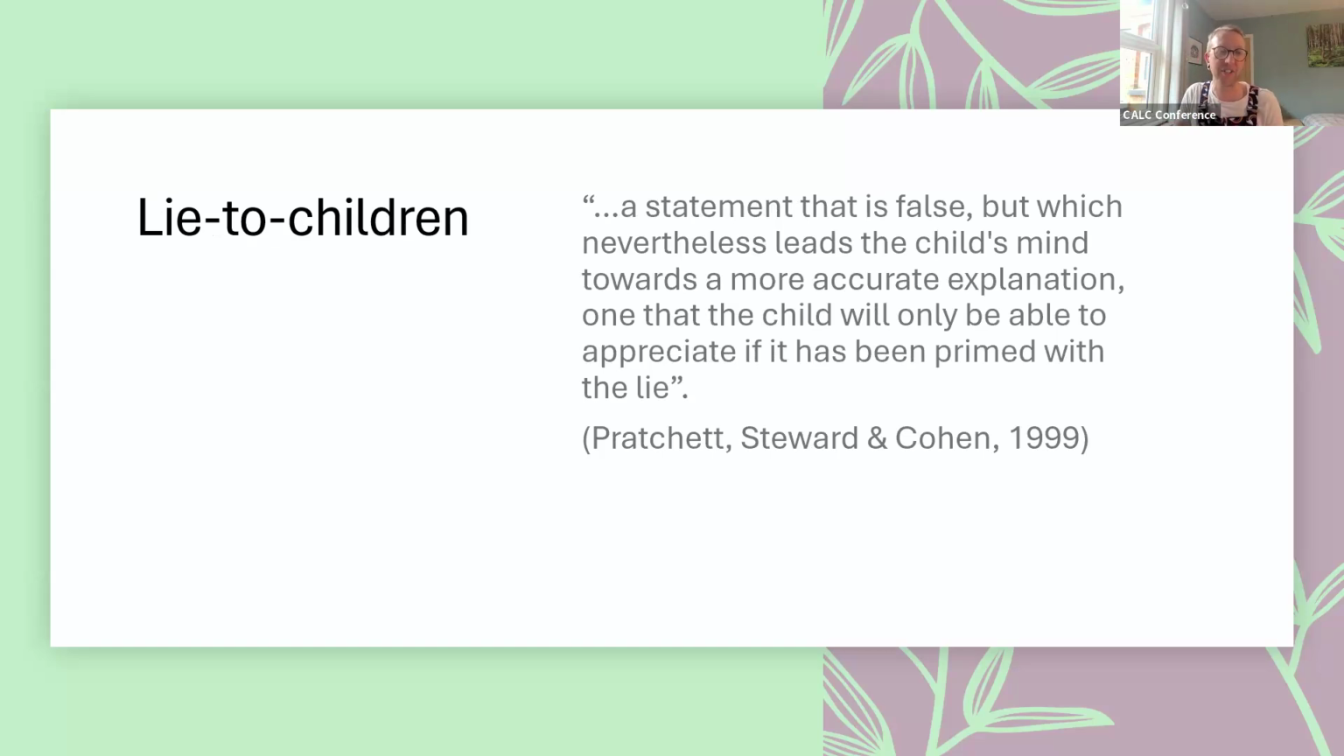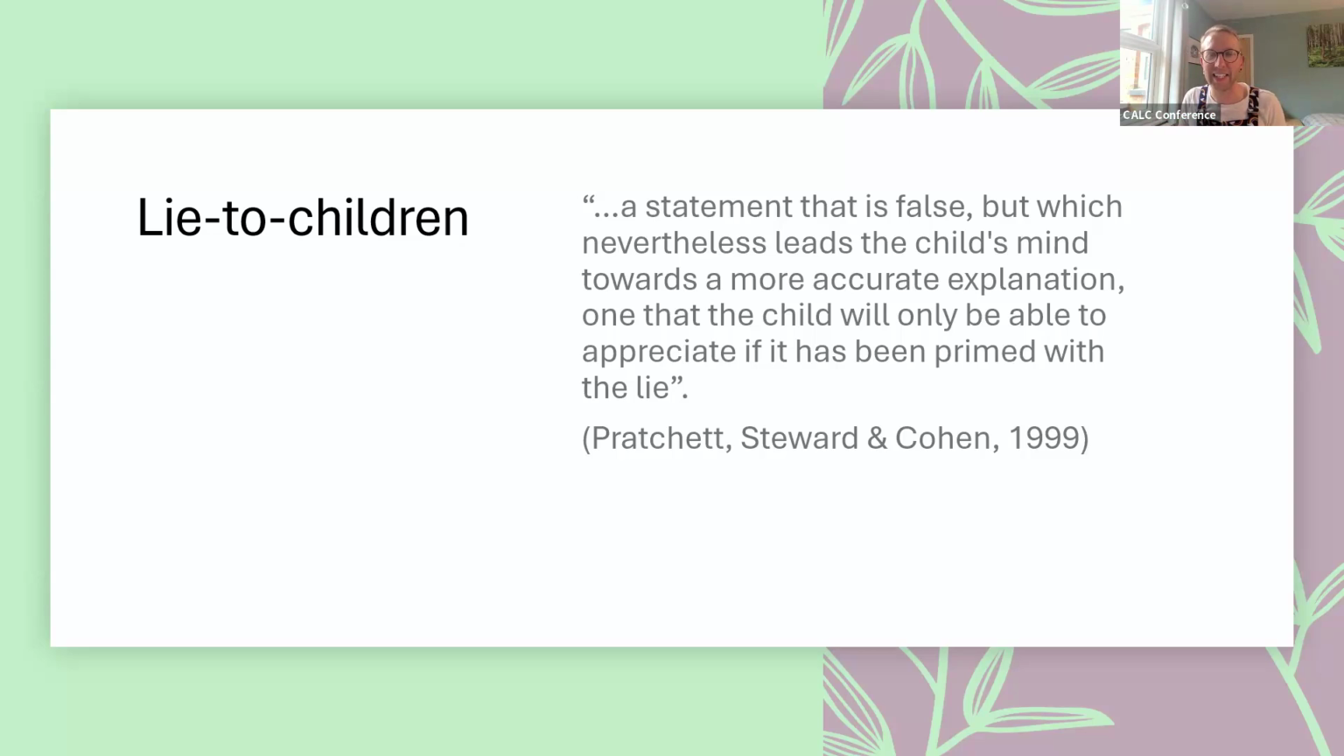what Terry Pratchett, Stewart and Cohen called a lie to children. So they define a lie to children as being a statement that is false, but which nevertheless leads the child's mind towards a more accurate explanation, one that the child will only be able to appreciate after it has been primed with the lie. So Pratchett introduced this in a book called Science of Discworld. And they didn't invent the concept, but what they did do is coin the phrase. Really, this concept has been around for generations. And arguably, if you apply it to metaphorical or allegorical stories, it's been around for millennia.